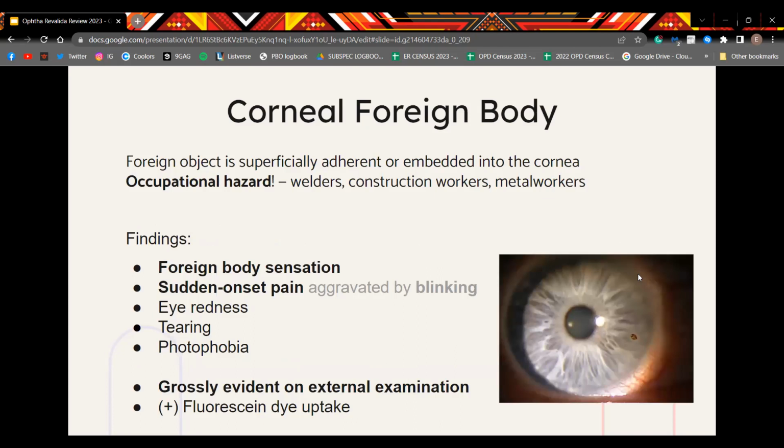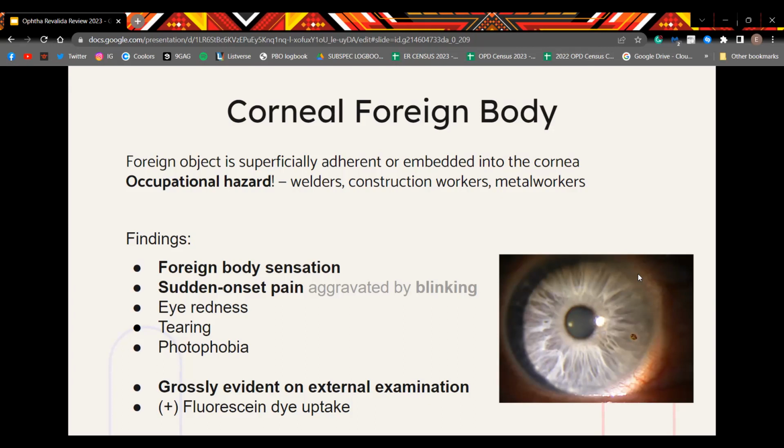Next would be corneal foreign body. So this is an occupational hazard. Karamihan ng corneal foreign body na nakita ko is mga men in their 20s or 30s, mga welder, construction workers, metal workers. Sila yung mga usual na corneal foreign body, kasi nag-work sila sa mga welding na walang eye protection, nag-grind ng metal without eye protection. Ayun. So, finding would be foreign body sensation, sudden onset pain aggravated by blinking.